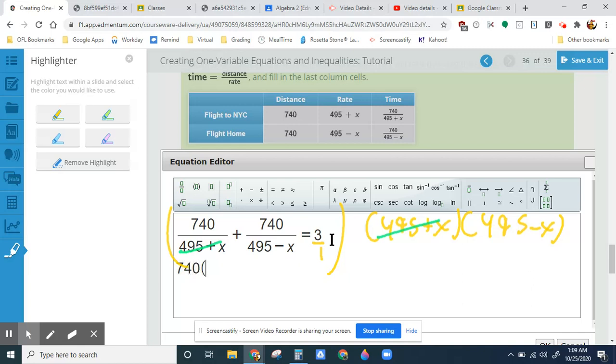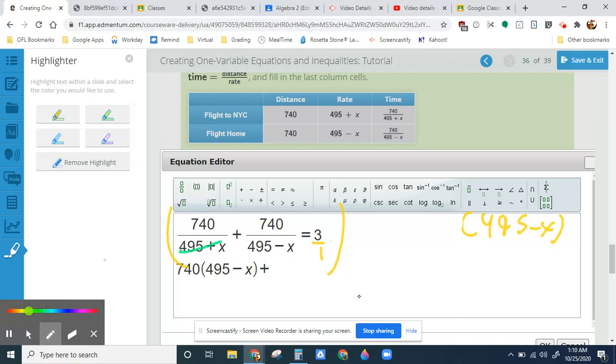740 parentheses 495 minus x plus, is there none, shoot, I got spoiled by annotate. All right, and then the next one, make it more yellow. The next one is plus. In the next one, this cancels with this, so we're going to have the same thing, but this time there's going to be a plus sign because the negatives canceled out on this one.